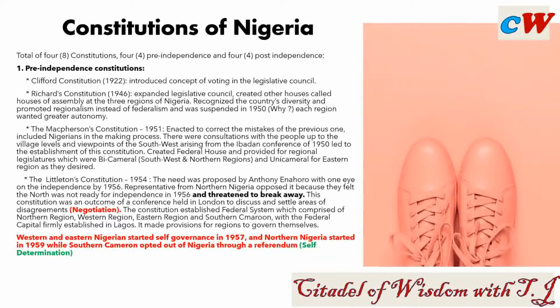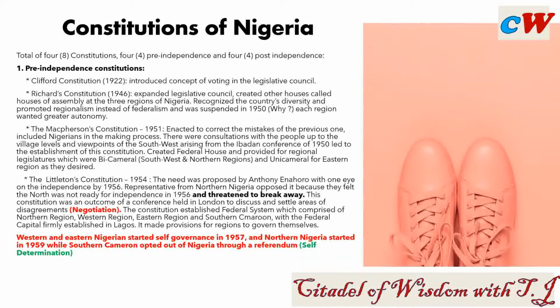The pre-independence constitutions include the Clifford Constitution of 1922. And that was when the concept of voting was introduced in the Legislative Council, even though it was dominated by the British.